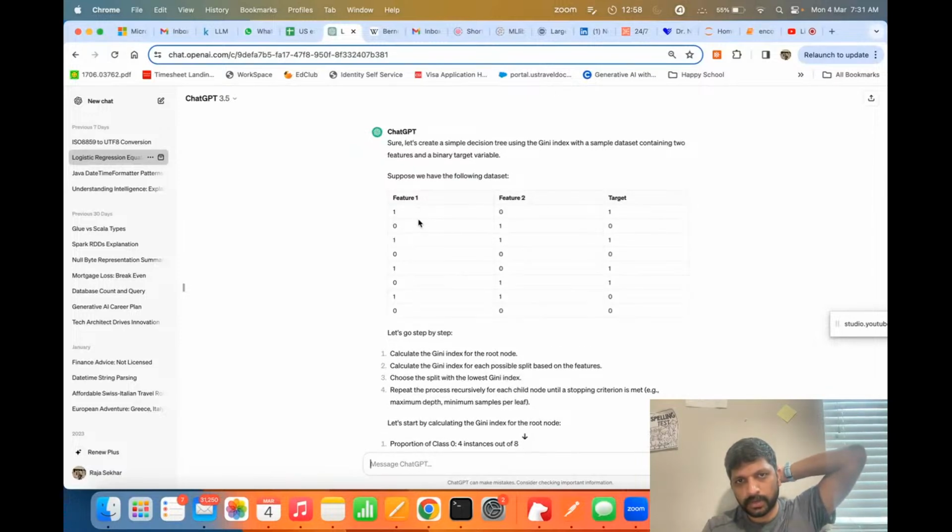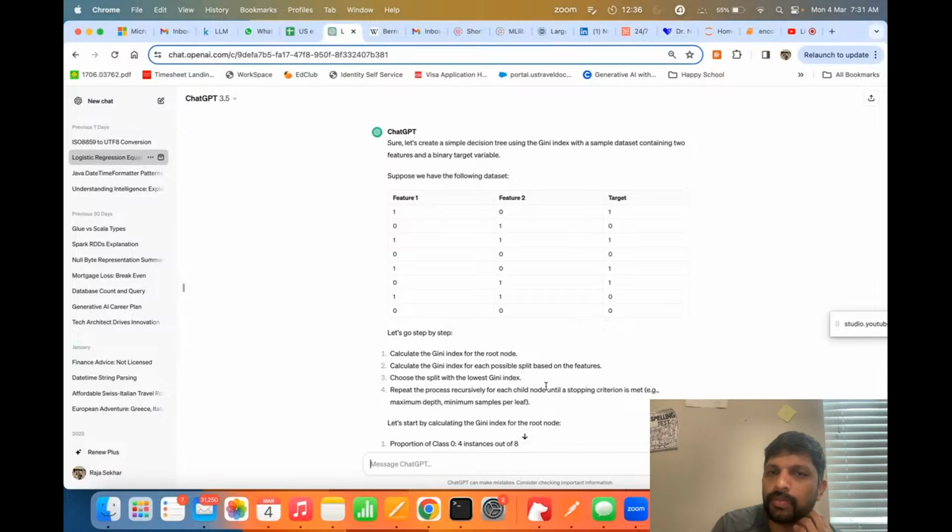So it has picked up features. Feature one, it has taken more categorical, so the calculations are easy. But for us also it is easy to understand. Let's assume feature one is these values, feature two is these values, and target is these values. Then the approach is to calculate the Gini index for the root node. The root node has all the values as is, it's not split.